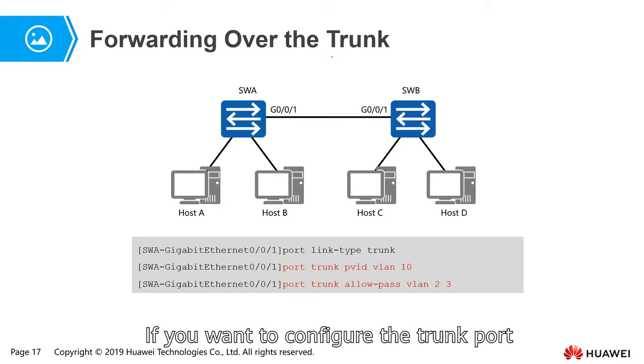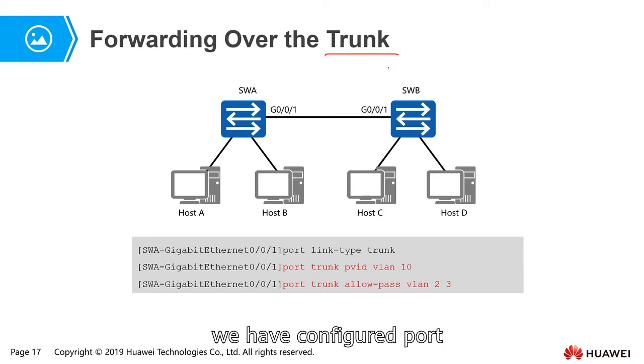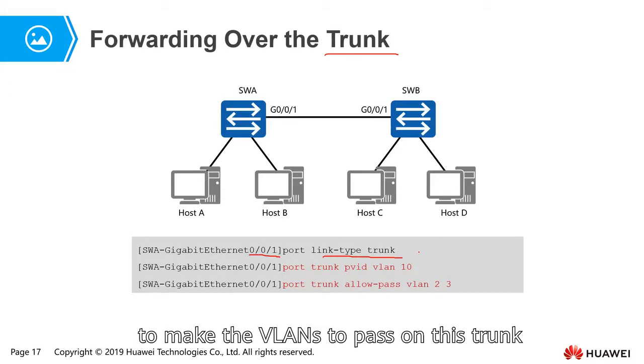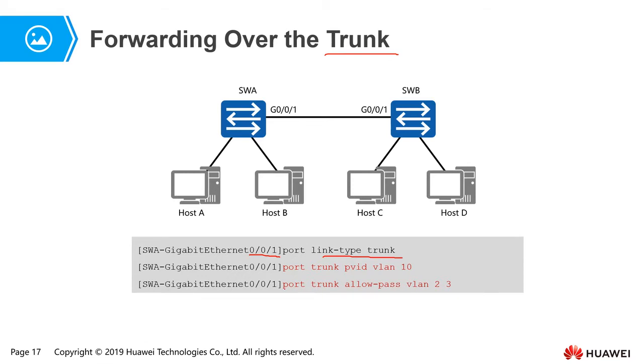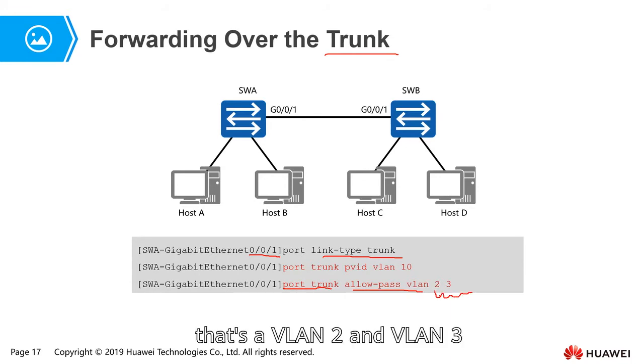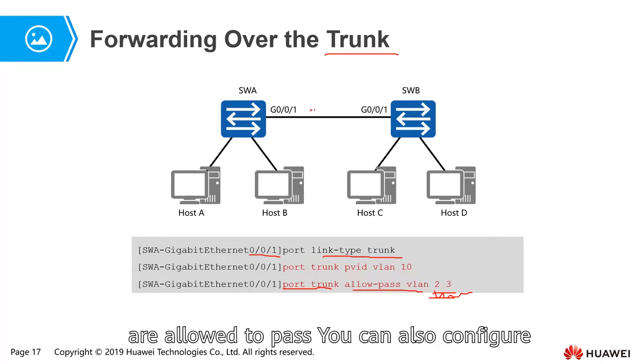If you want to configure the trunk port, of course we have configured port 001 as the trunk port. Then you must configure a VLAN list to allow VLANs to pass on this trunk. First, port trunk allow-pass vlan, then a list, that's VLAN 2 and VLAN 3. That means VLAN 2 and VLAN 3, these two VLANs, are allowed to pass.